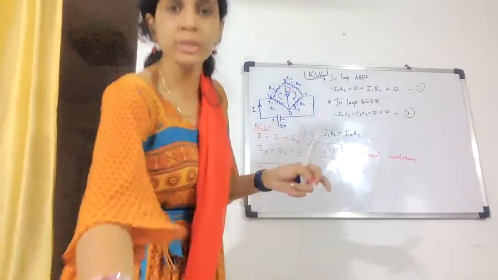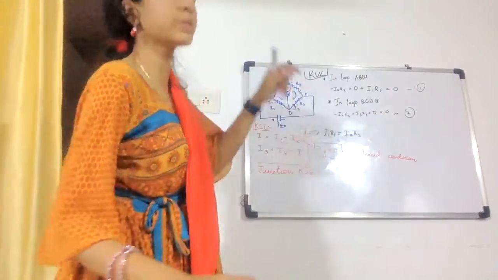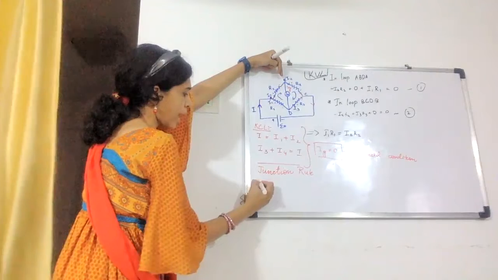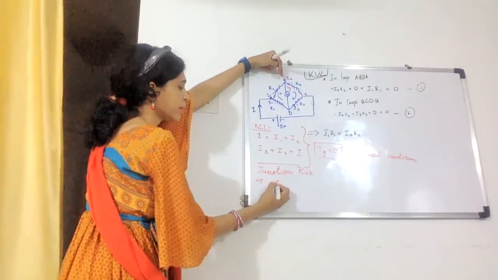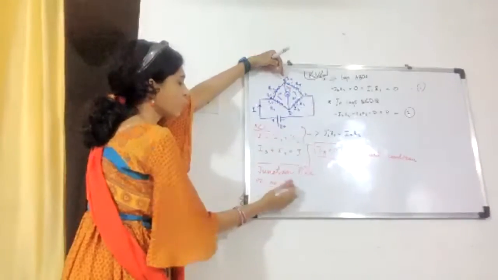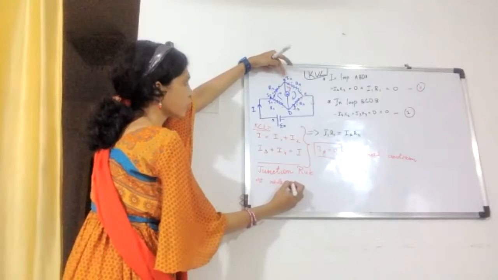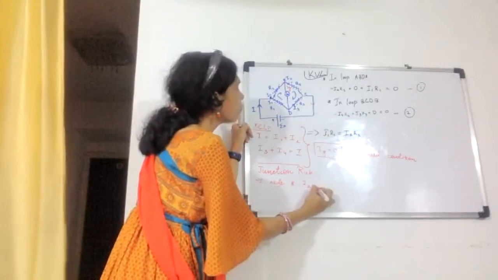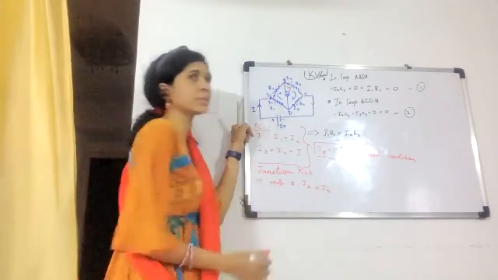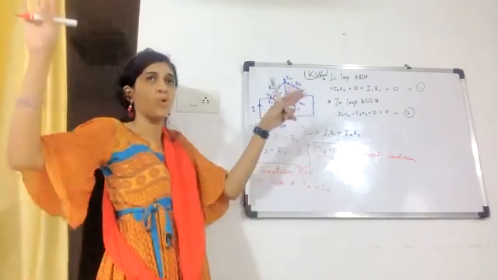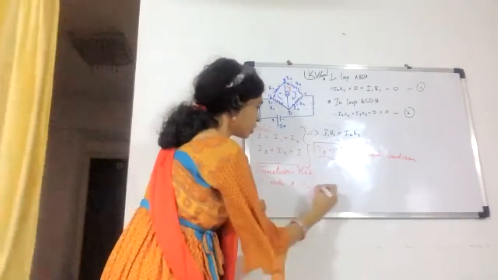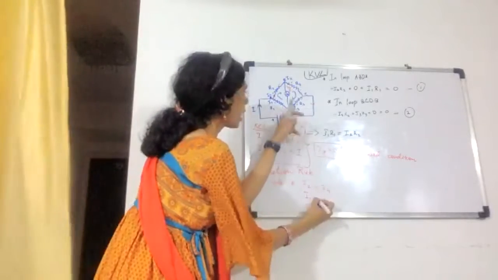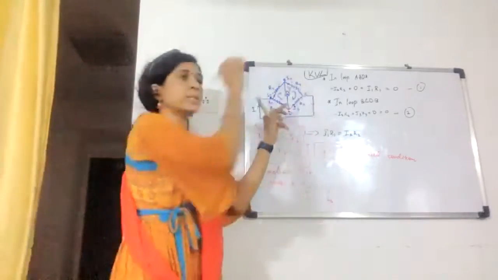Now if this Ig is 0, let me explain what the value of current at node B is. At node B, if I write the KCL equation, I2 is equal to I4, directly I am writing. Why? Because it is I4 plus Ig, but Ig is 0. So that is why this equation, and the second equation at node D, where I1 is equal to I3, I will directly write. Why? Because Ig is 0.